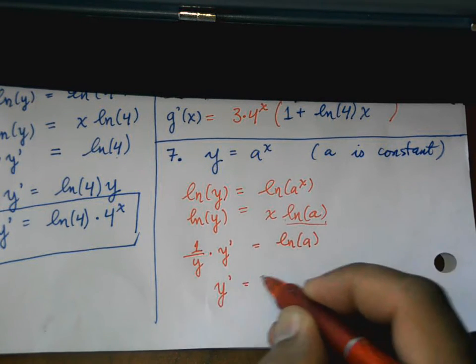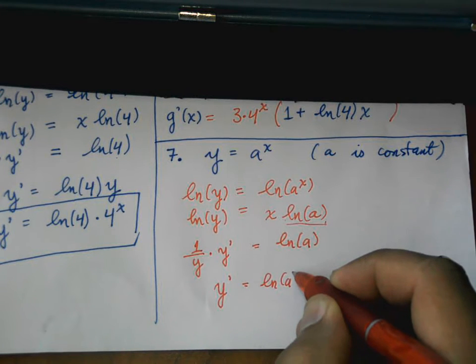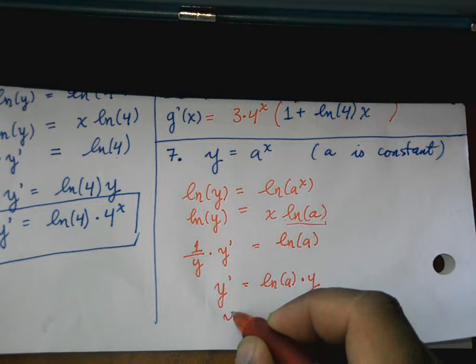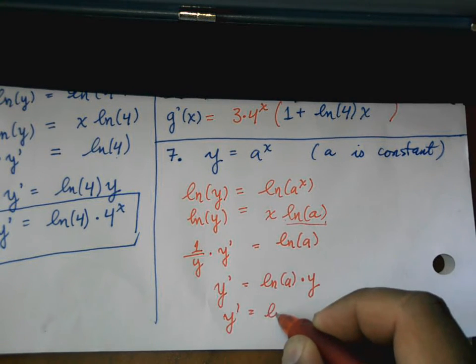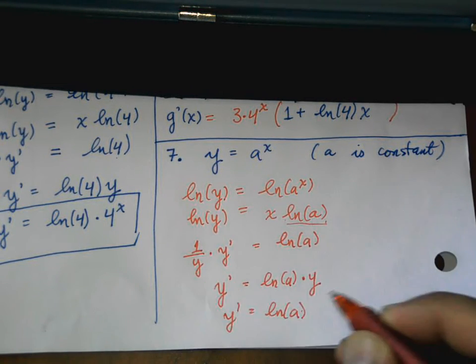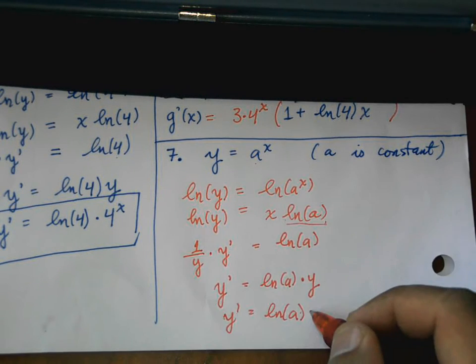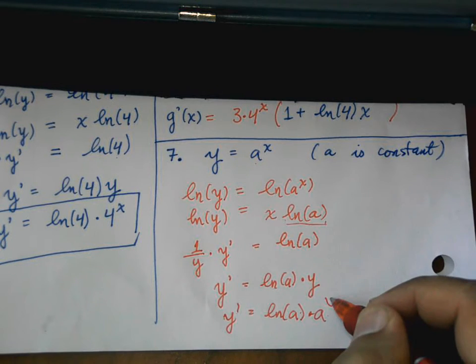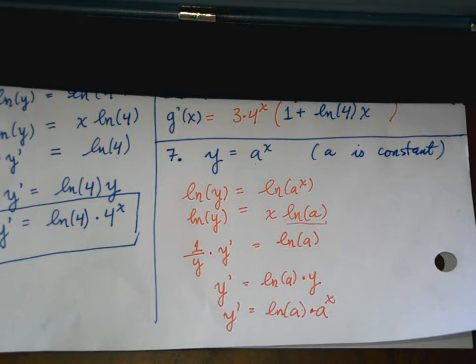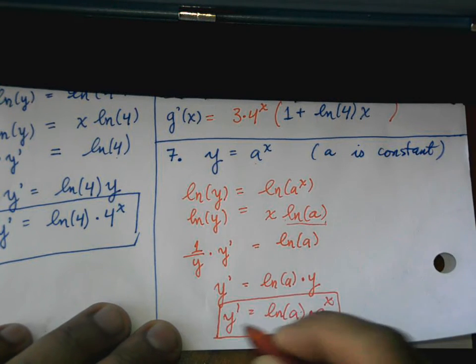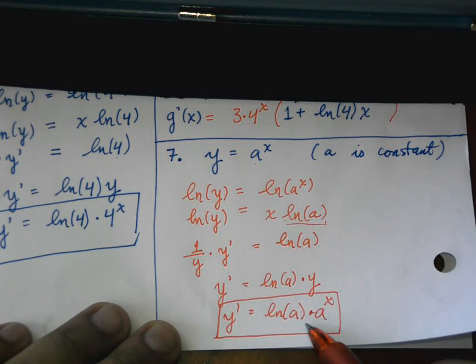So y prime is equal to the natural log of a times y. But what was y equal to begin with? Well, y was equal to a to the x. So that's just that. Okay. So the derivative of any exponential is nothing more than the natural log of the base times the original function.